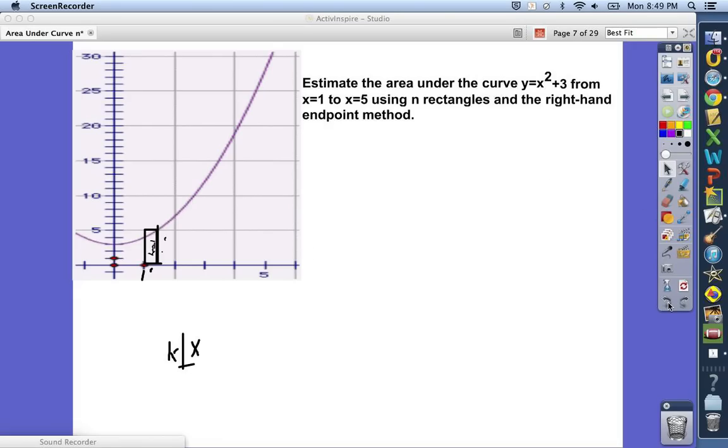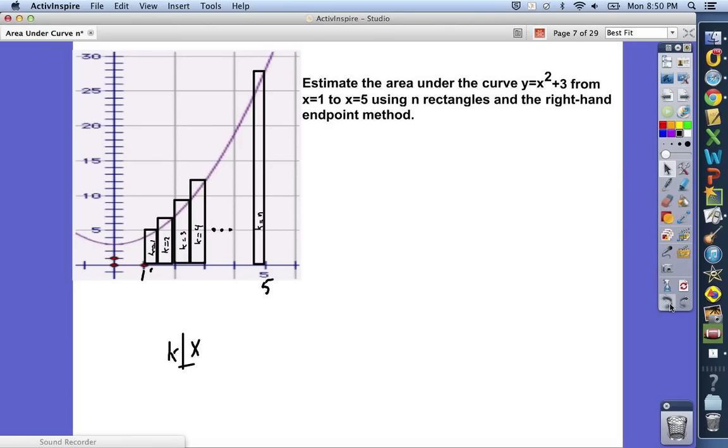is look at sketching in the rectangles in such a way that the right-hand portion of the rectangle is hitting the curve. And then we will label the numbers k equals 1, 2, 3, 4, etc. all the way up till our last rectangle.